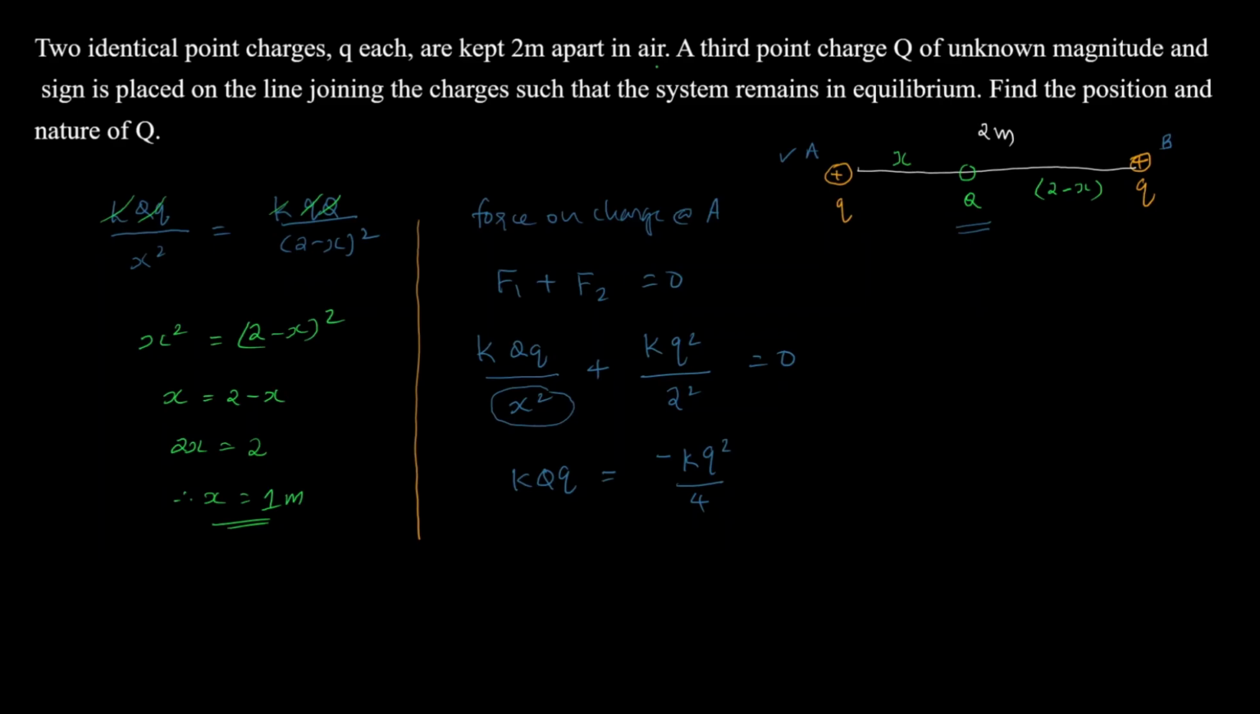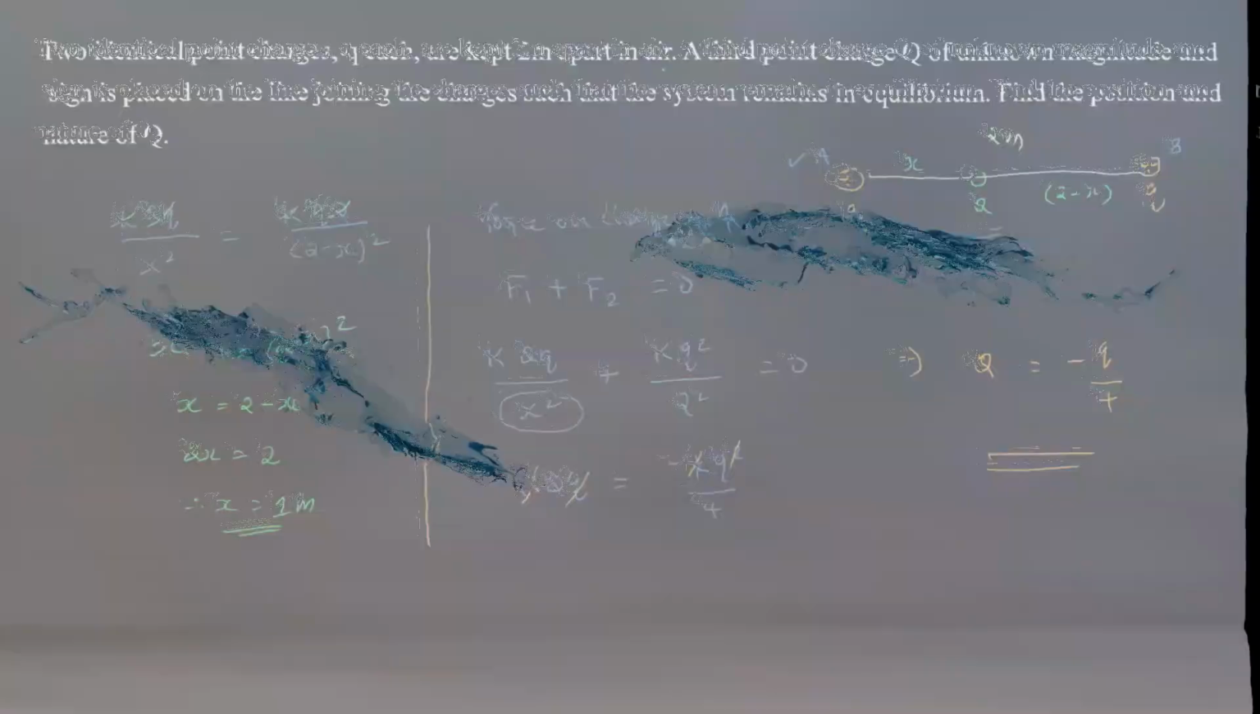Okay, you can cancel. See, k and one of the small q gets cancelled here. K and one of the small q. What are the remaining terms? In the LHS, we have only capital Q. In the RHS, minus q by 4. So your capital Q should be negative of q by 4.